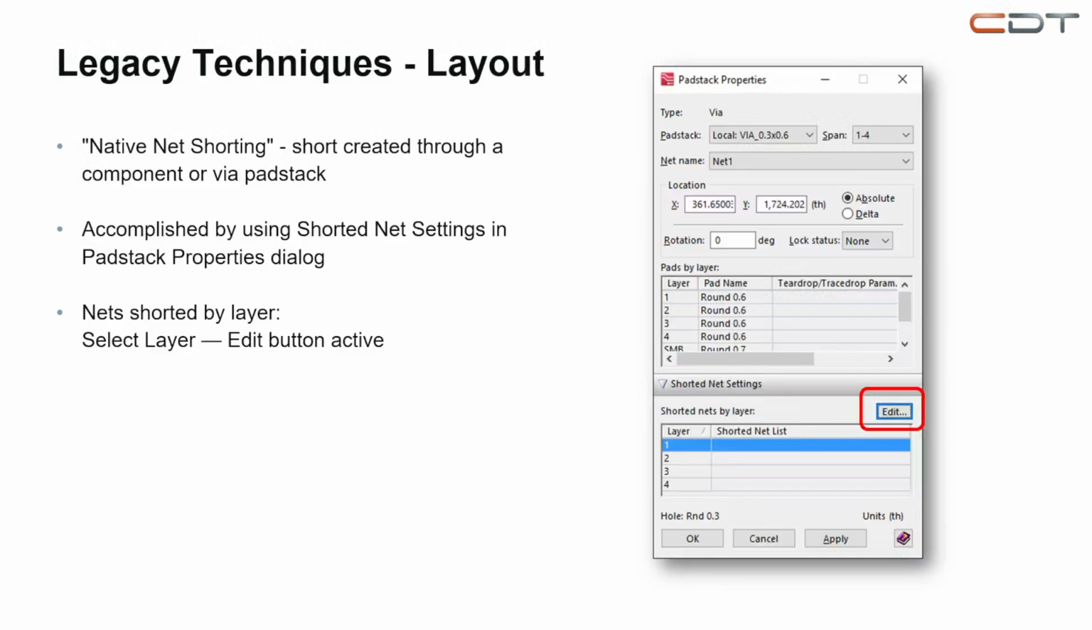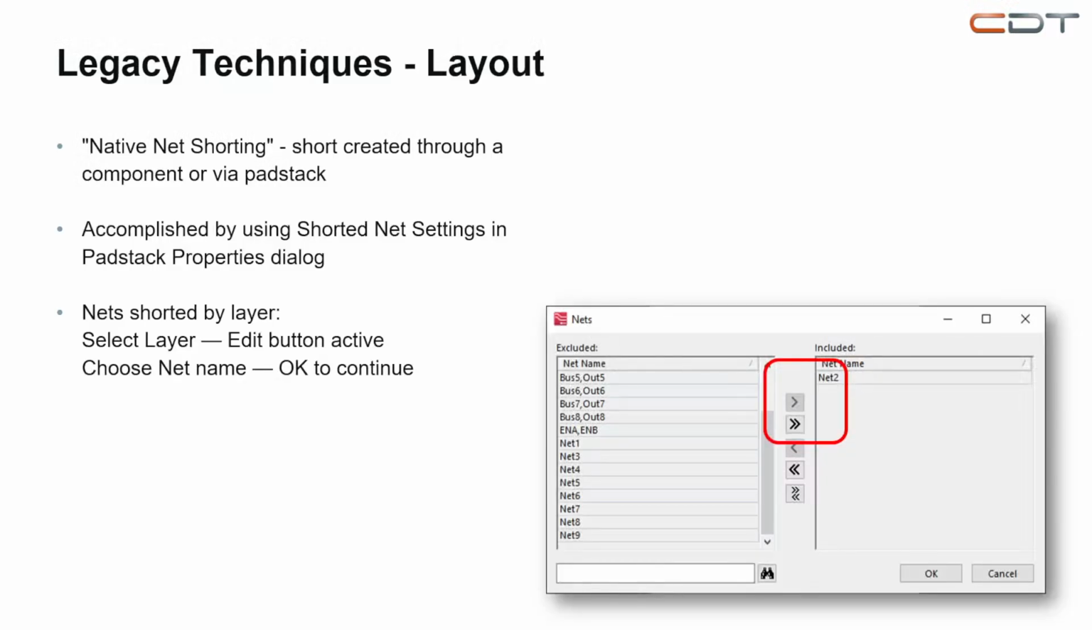Layout. We have also legacy technique in layout called shorted net. This is one of the oldest in layout, I think, if not the only one that existed before. It's native net shorting, so you need to have via or component, and in its settings, in the very bottom of that dialog window, if you open it and edit the shorted nets using edit button, you will see that window where you can add nets that need to be shorted. You choose these names, you transfer them to the right side included and press OK.